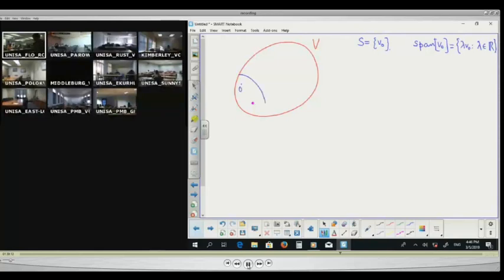okay. Now it could be that this is it. This is all of, there is nothing else in V. Let's get an example. Take the reals as a vector space. Okay?